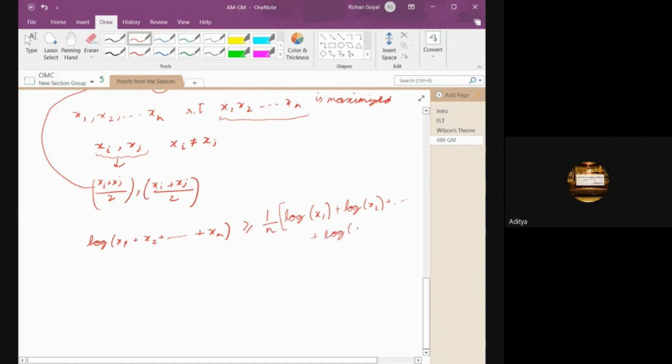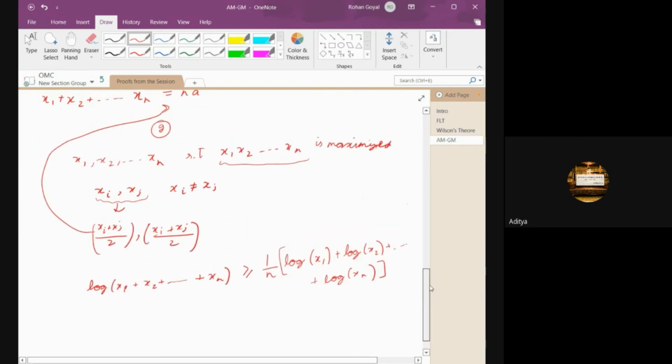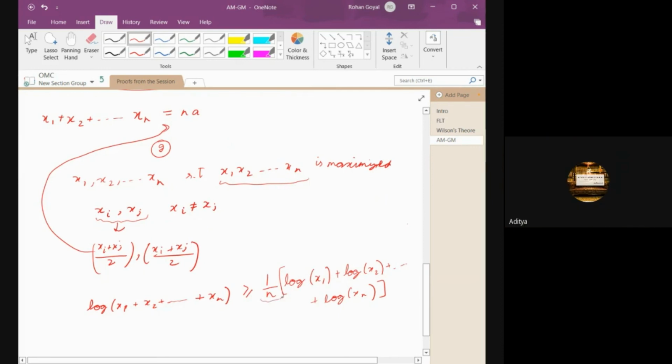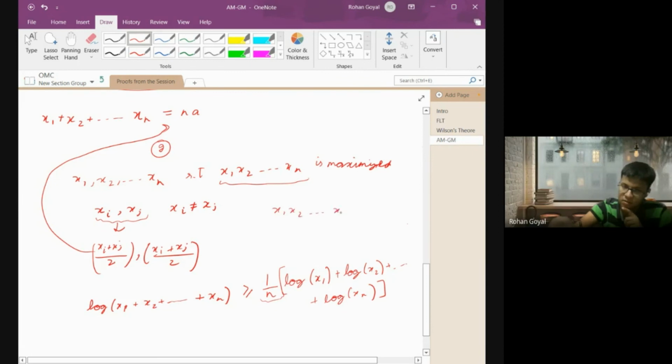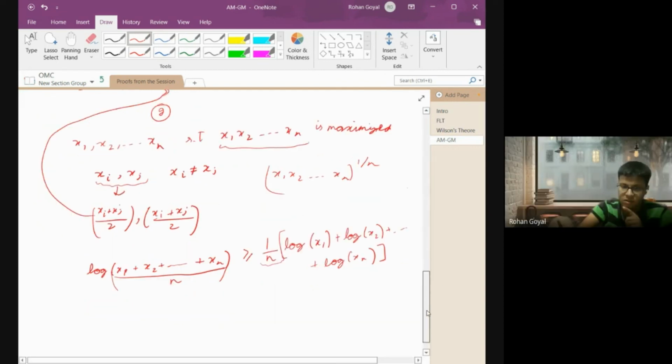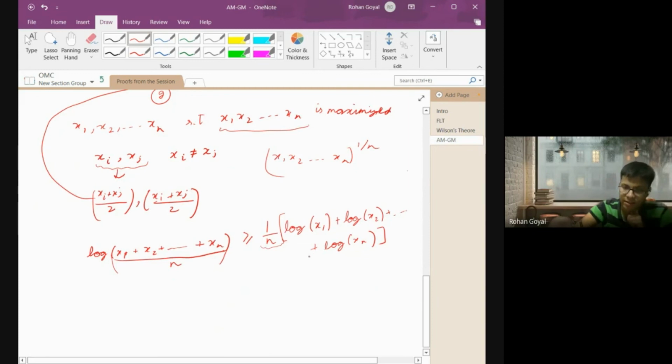When we take log of the geometric mean, the exponent comes down, the power 1 by n comes down, right? It was x1, x2, xn to the 1 by n. But you need to take n to the other side. Yes, convexity. This is the thing you're claiming, right?